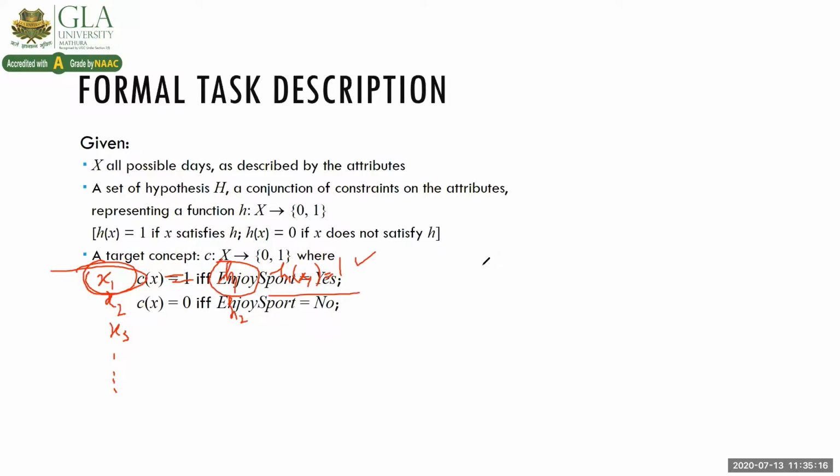So c(x) is the concept which you learn on the instance x. c(x) equals 1 if and only if enjoy sport equals yes, and c(x) equals 0 if and only if enjoy sport equals no. So these are the formal tasks.